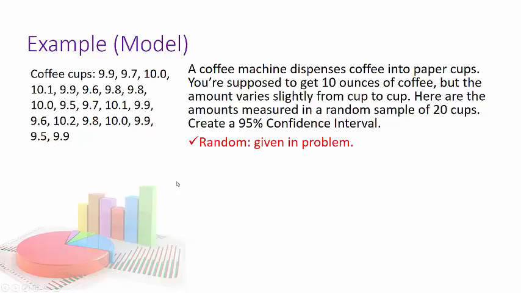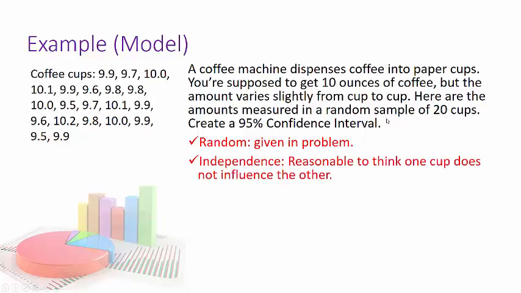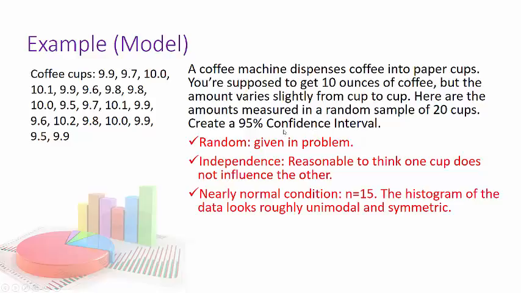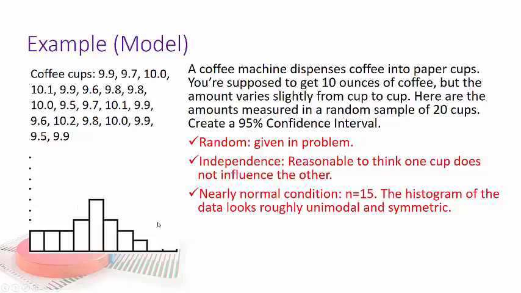All right. So first of all, we have to look at conditions just like we did before. Is it random? Well, it's given in the problem. It says a random sample. Independence. Well, it's reasonable to think one cup does not influence the other. And is it normal? Well, let's take a look at the histogram.